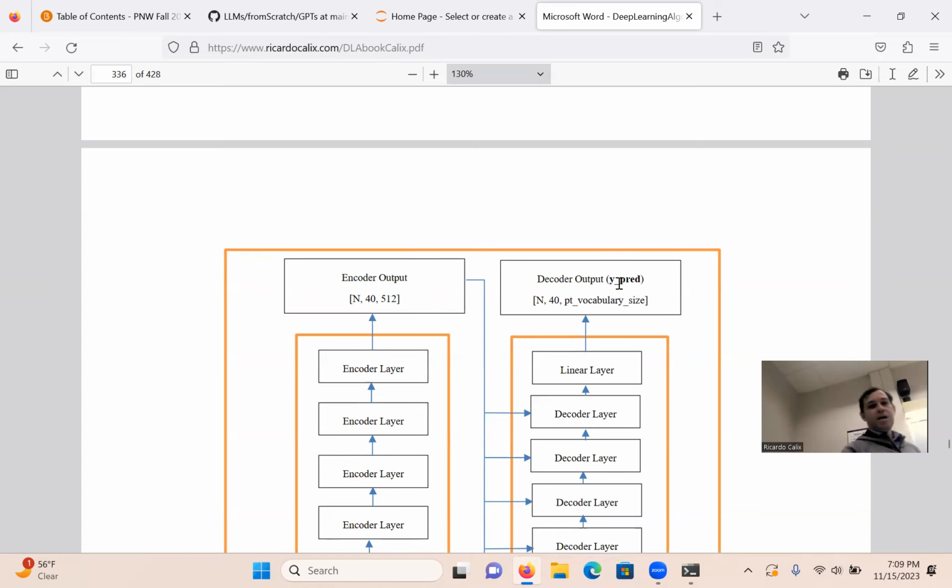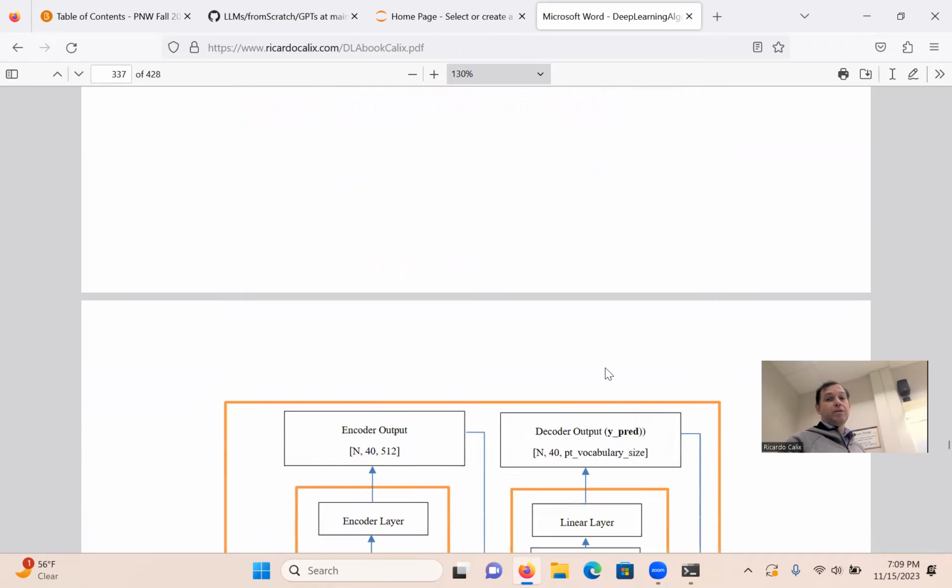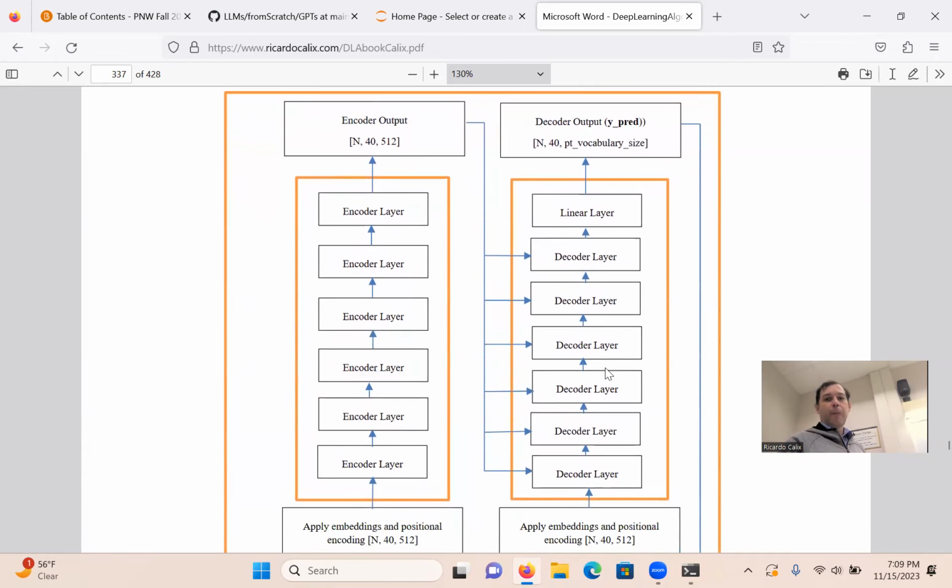Why? Because it has to learn that given the words that I already have in this order, what's the next word? And by having them shifted, you have the real label data, right? And so the model predicts and you compare to the real, and this is how you update the weights. Got it? All right, great. So anyway, that's kind of the big picture of the encoders of the transformer in itself.